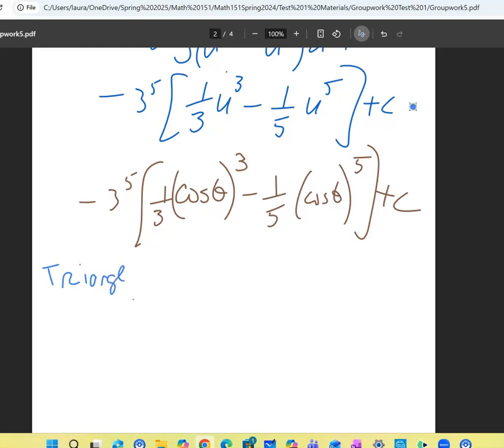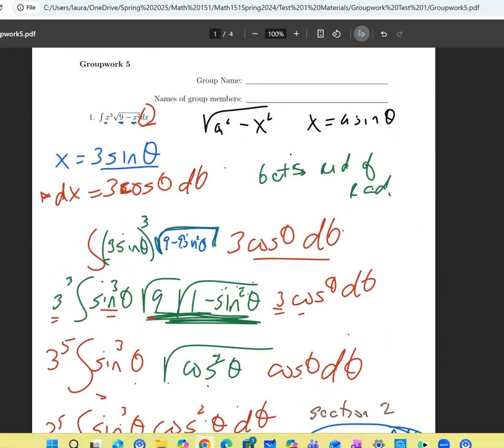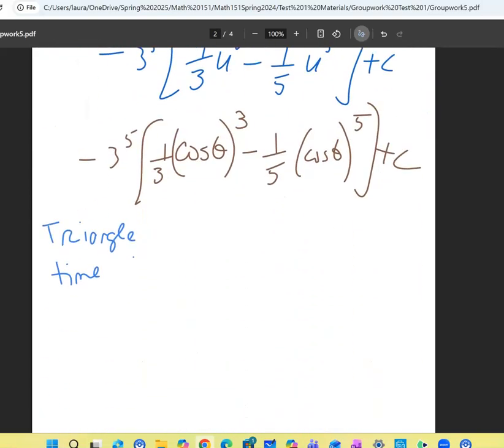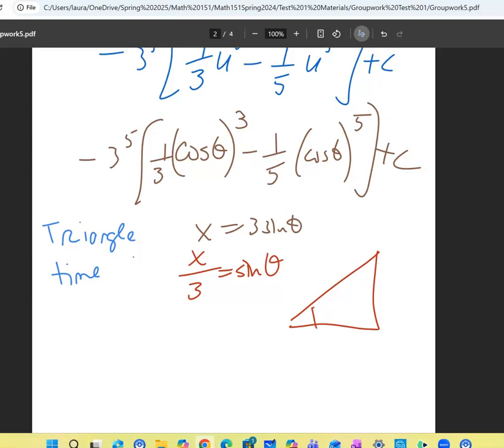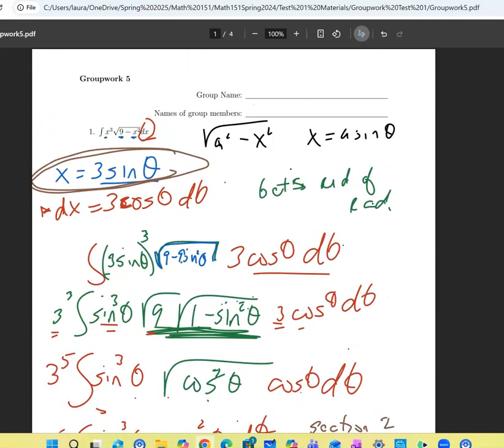What's triangle time? Triangle time is when we go back to the original substitution. So let's go way back up here. Here it is. So x equals 3 sine theta. So I'm going to rewrite that as x over 3 is sine theta. Make a triangle. Here's your theta. Opposite over hypotenuse. The third leg here should be what you saw in your original problem. Oh, yes, I did see root 9 minus x squared, right?